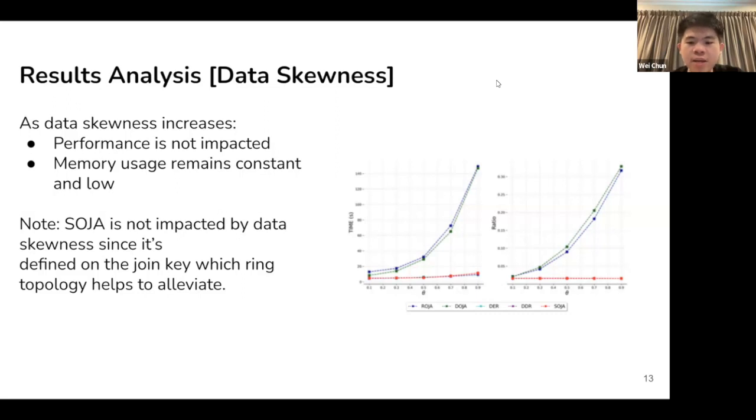This is because the SOJA algorithm has a prerequisite that the data has to be placed in a balanced manner across each processor, and so it's not really impacted by data skewness, since data skewness is defined on the join key, which the ring topology had already helped to alleviate.